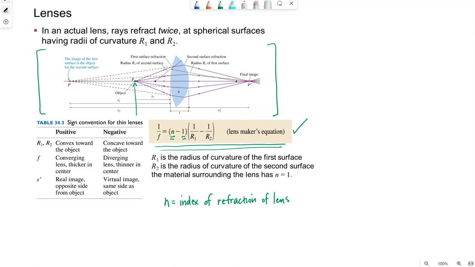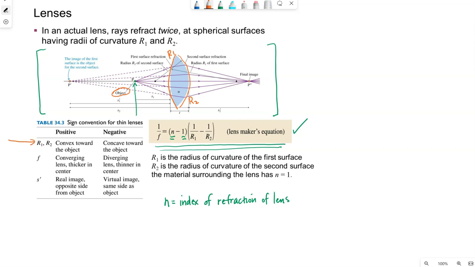R1 and R2 are the radii of curvature. So if our object is on this side, R1 is the radius of curvature of this first side. R2 is the radius of curvature of the second side. So R1 is the radius of curvature of the side closest to the object. And then R2 is that second surface the light will pass through.